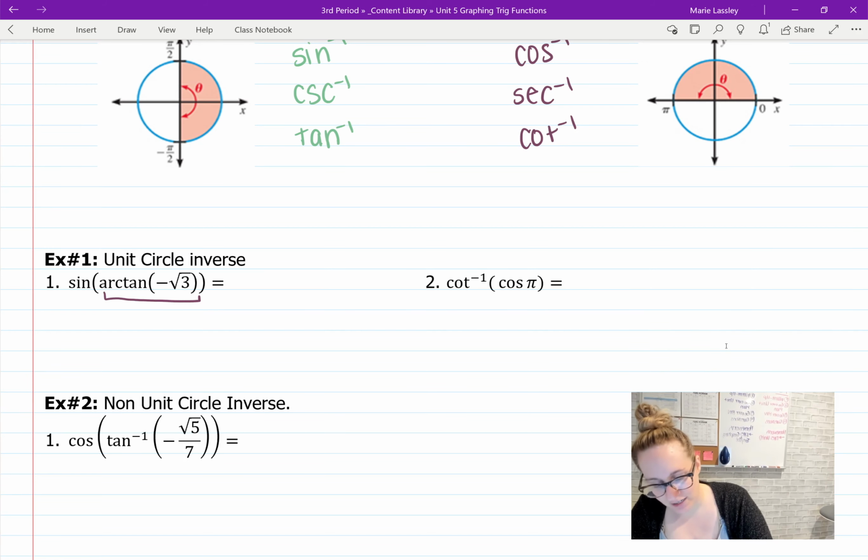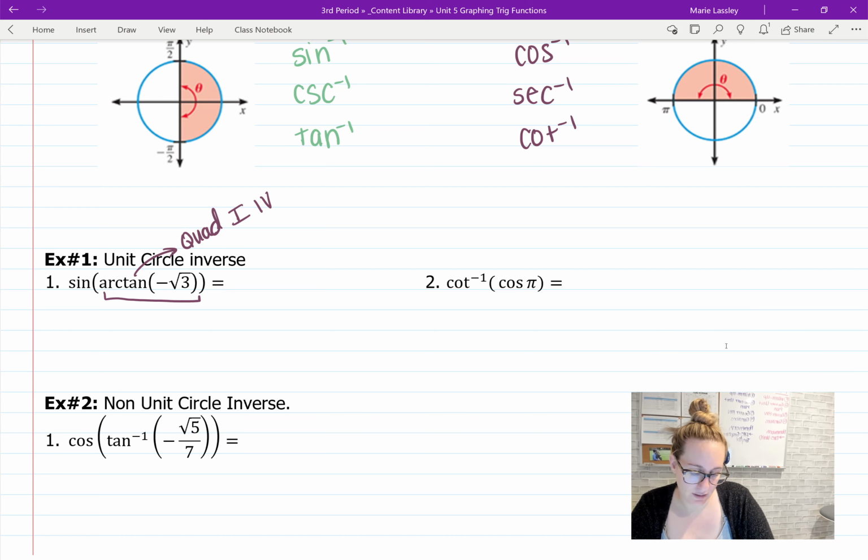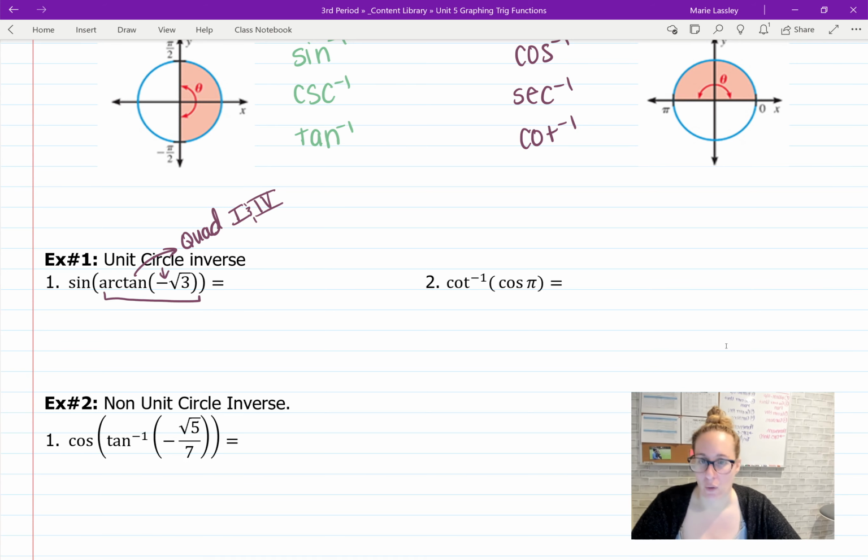Remember, tangent values are coming out of quadrants 1 and 4. So what angle in quadrants 1 or 4 has a tangent value of the negative square root of 3? Well, the negative tells me it's quadrant 4. Now I just have to figure out which angle. The square root of 3 is either going to be your pi over 3s or pi over 6s, or 30 or 90 degrees, because they're the only angles that have a square root of 3. So we need to figure out which one this is.